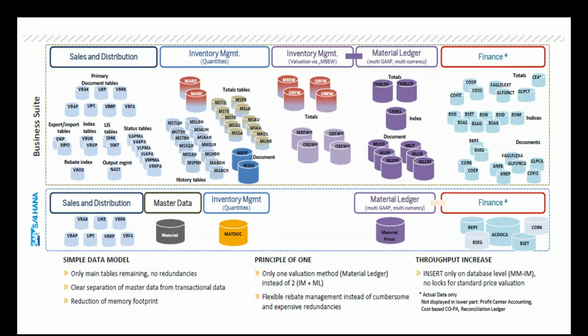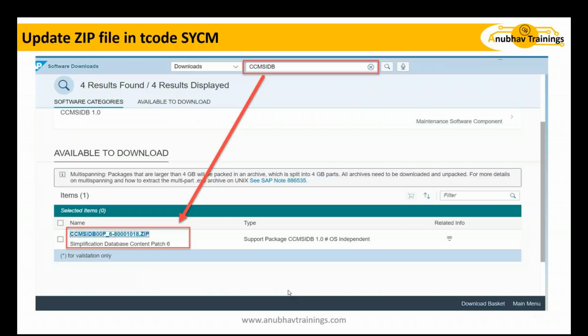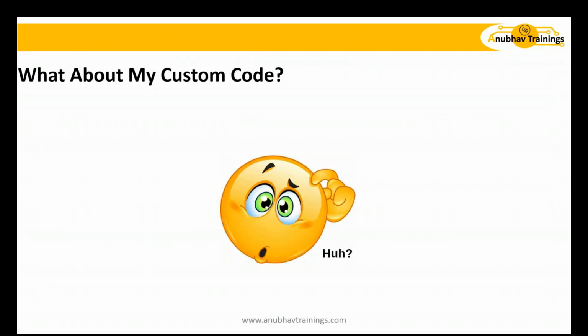So from business suite to S4HANA, we have different tables available over there, which are merged or deleted or amalgamated by SAP, and all the changes are logged in the simplification database. To update the simplification database, we use a service marketplace zip file, and we use the SYCM transaction code in the S4HANA system to see all the simplification items which affect me. And of course, there are a huge number of items.